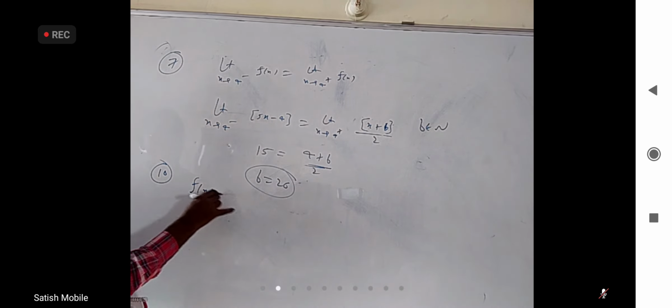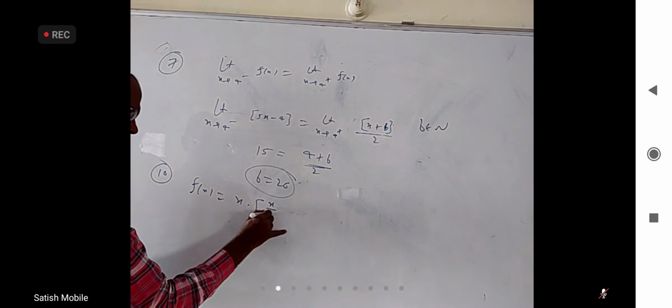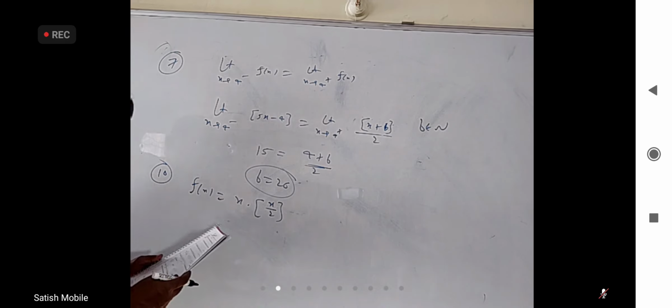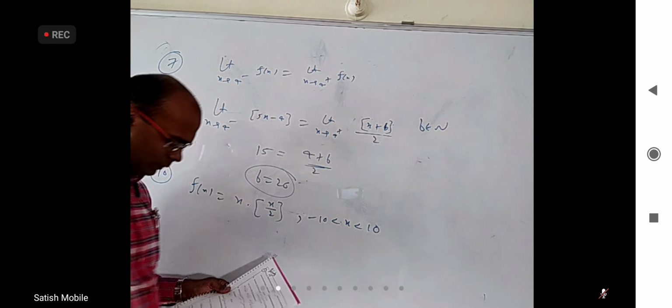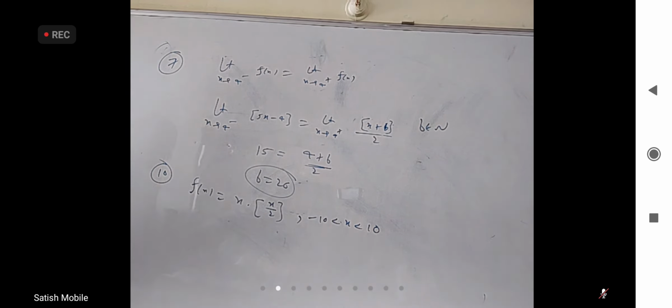f of x equal to x into integer part of x by 2, for minus 10 less than x less than 10. They want the number of points of discontinuity for this. Okay, a gap of 20, when I divide it by 2, it is a gap of 10.